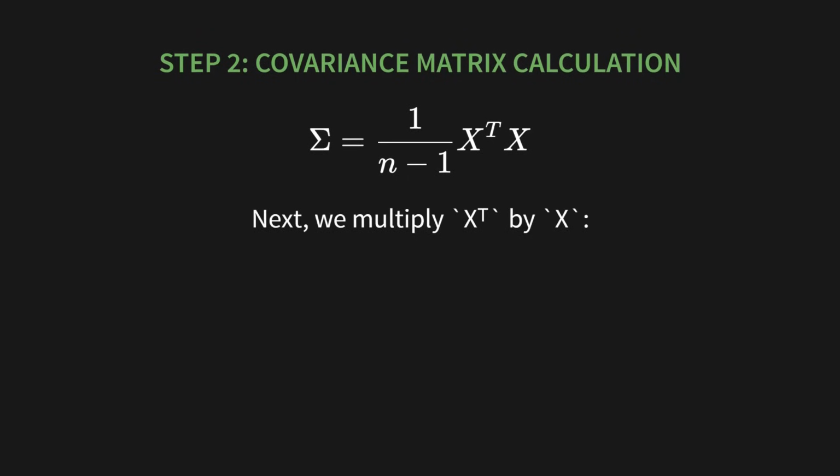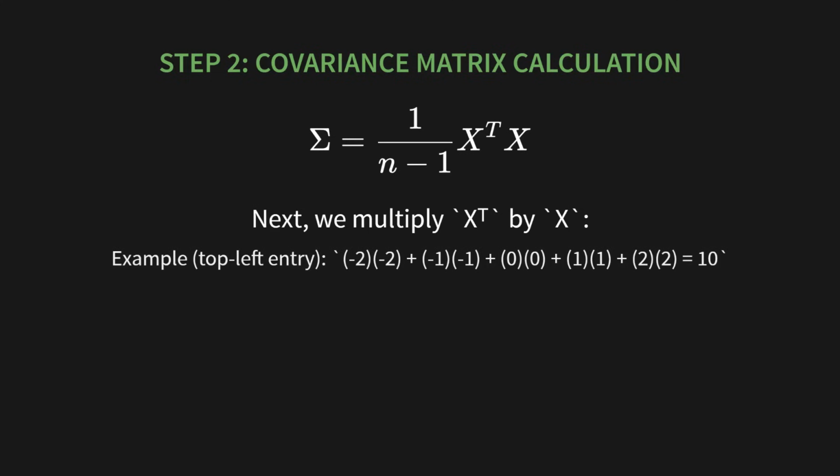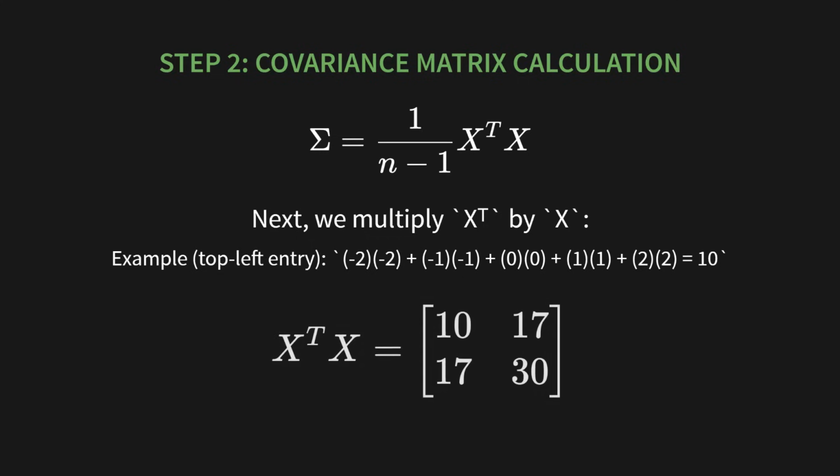Next, we multiply X transpose by X. This is the main event. For example, to get that top left entry, we take the dot product of the first row of X transpose and the first column of X. So that's negative 2 times negative 2 plus negative 1 times negative 1, and so on, which gives us 10. When we do that for all the entries, we get this matrix, 10, 17, 17, 30.